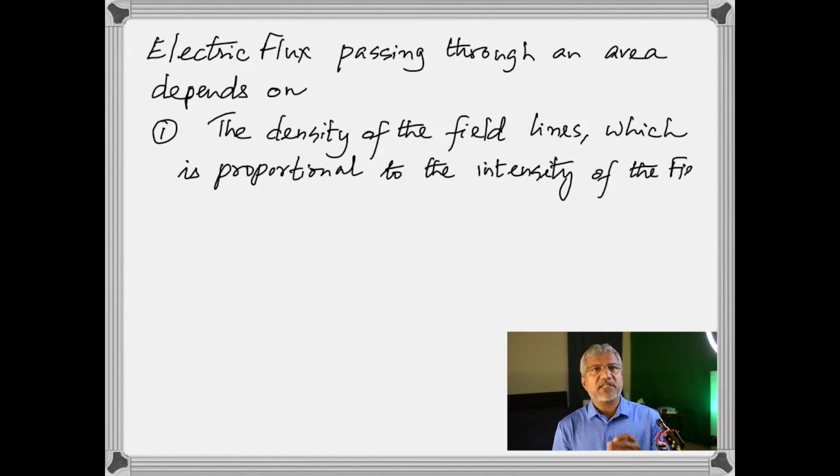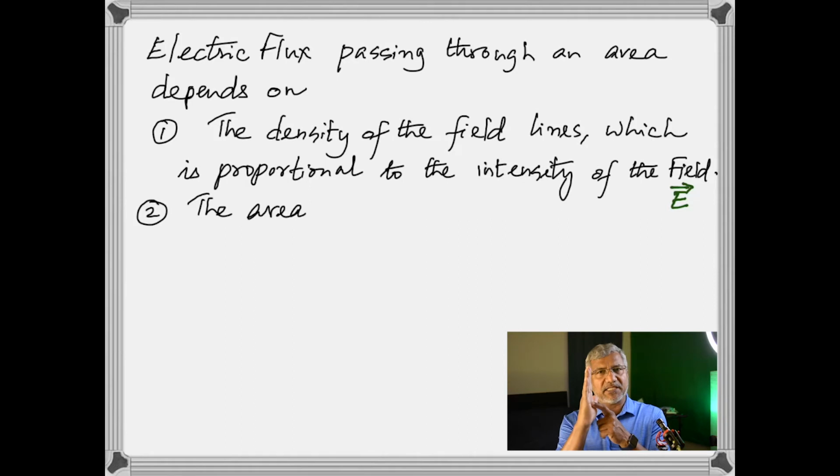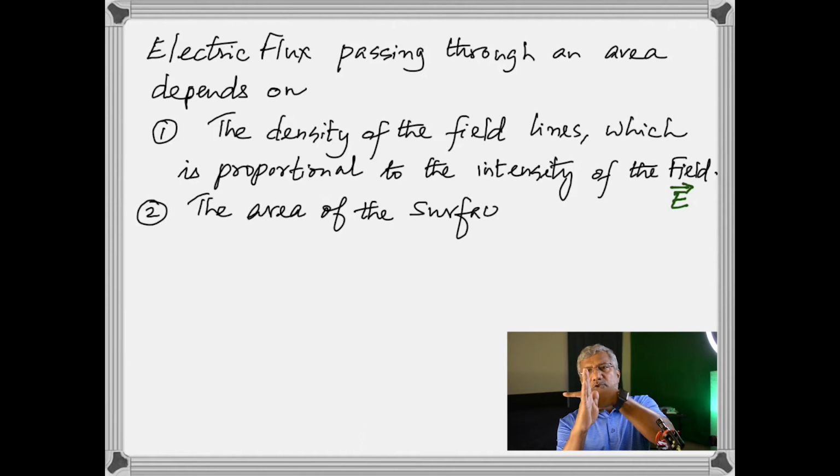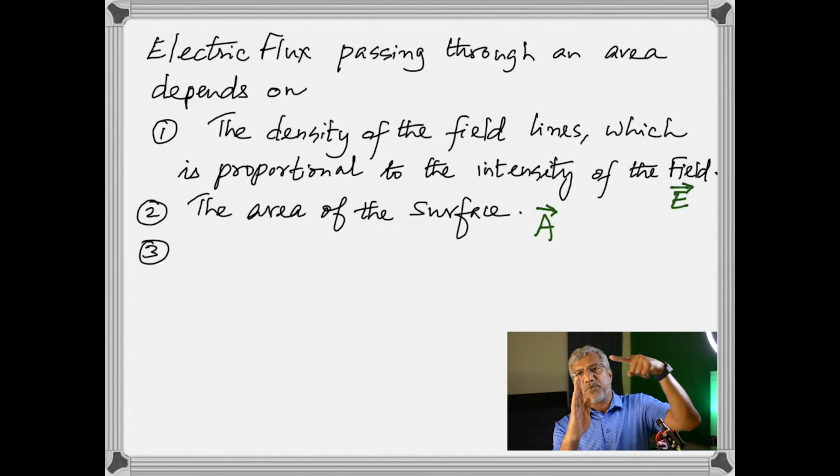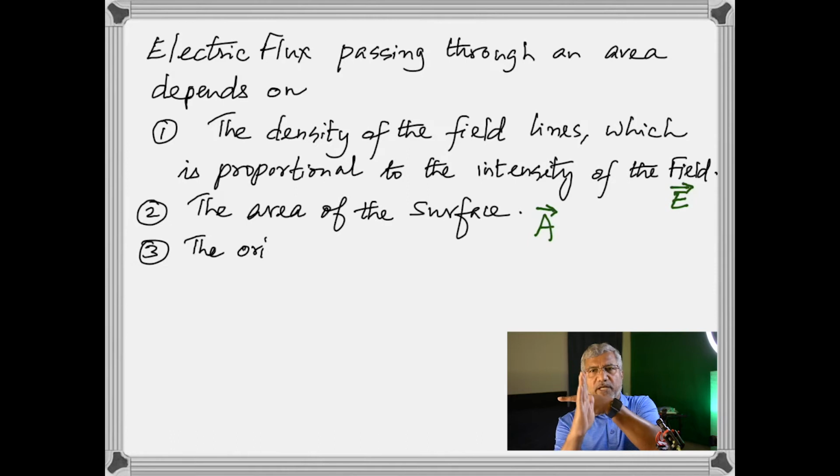Second, electric flux depends on the area. Now, I told you that area is taken to be a vector, and the direction of area is the outward drawn normal. So if my hand is an area, and if I draw a normal this way, that's the outward drawn normal. So let's say that the electric field lines are this way, as shown by my finger, and the surface is kept this way, which means the perpendicular drawn to the surface is parallel to the field. So the angle is now 0.